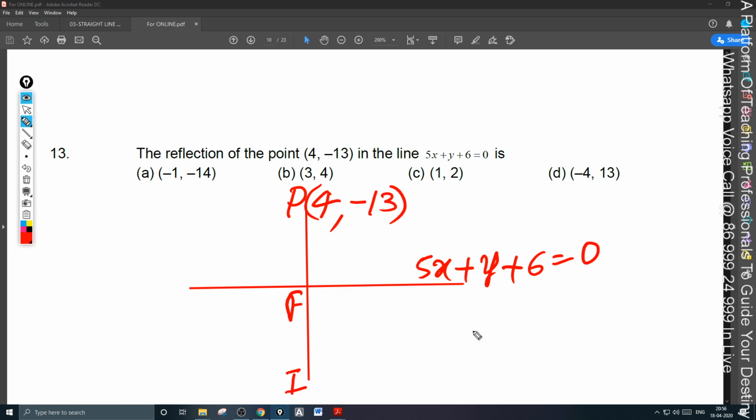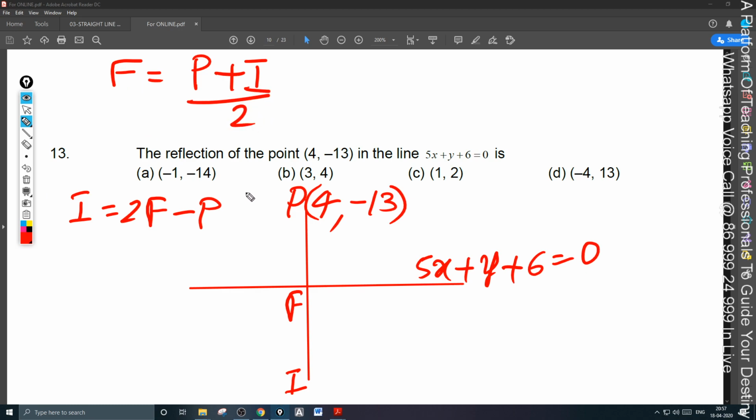Foot is the midpoint of PI. What I mean to say is, I is nothing but twice F minus P. How do you get it? F is the midpoint, so F can be written as (P + I)/2. When F is (P + I)/2, I is nothing but 2F minus P. So now, let me find out the foot here.